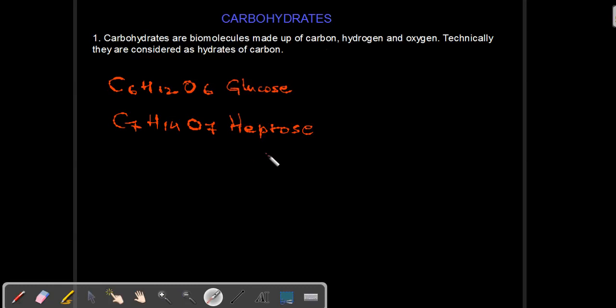Hello, in this session we'll study about carbohydrates. We'll understand what carbohydrates are, we'll understand the function of carbohydrates and the different types of carbohydrates. Now what are carbohydrates? Carbohydrates are biomolecules.